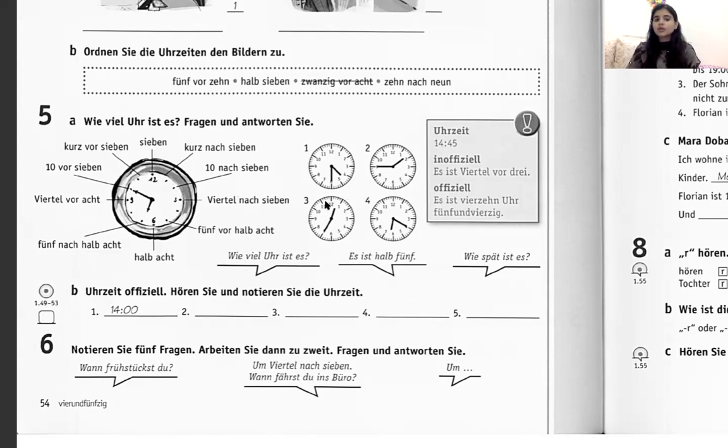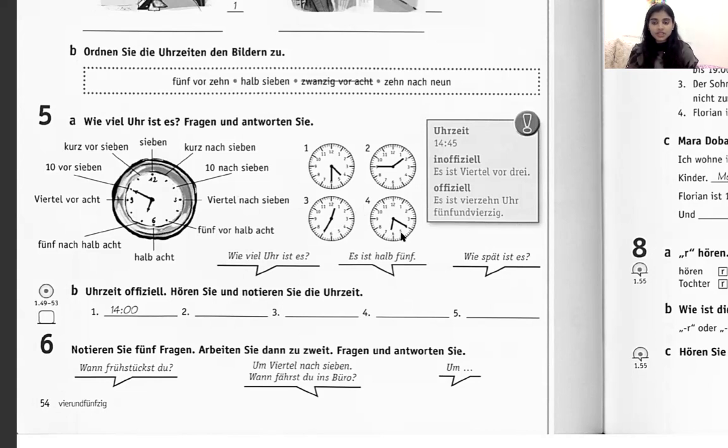And to this clock, you can tell me the time inofficially like it is 1:05. Es ist fünf nach halb eins. Es ist fünf nach halb eins. And officially, it is 12:35. You will be telling me 12:35 only. If you compare, of course, telling time officially is really, really easier than inofficially. So officially you can tell it 12:35 and you have to say Es ist 12 Uhr 35.